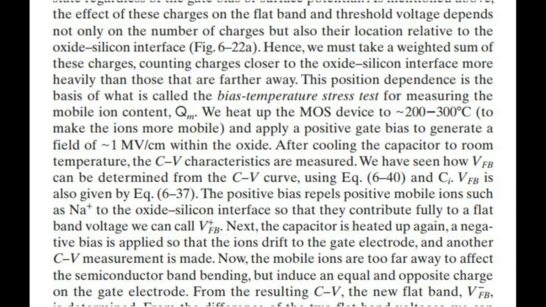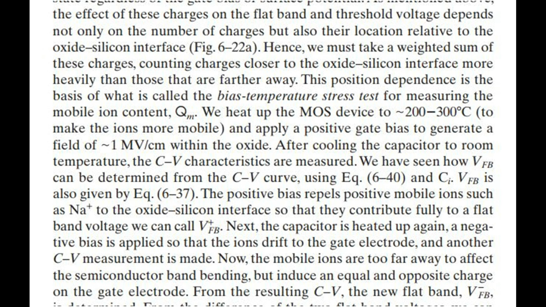VFB is also given by EQ 637. The positive bias repels positive mobile ions such as sodium to the oxide-silicon interface so that they contribute fully to a flat band voltage we can call VFB+. Next, the capacitor is heated up again, a negative bias is applied so that the ions drift to the gate electrode, and another current voltage measurement is made.